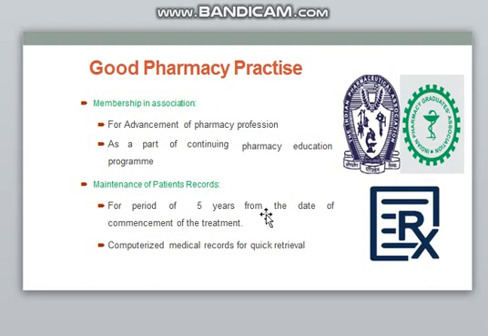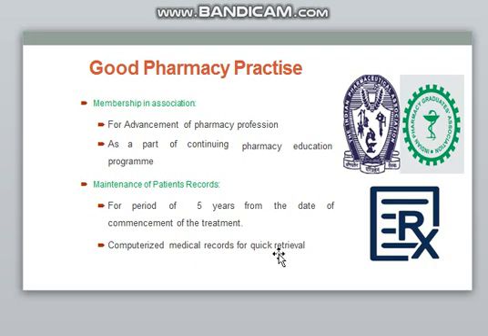So according to this, we have good pharmacy practice. Good pharmacy practice is being implemented so that pharmacy practitioners use these guidelines for their practice in a standard way. There should not be a deviation of the standards or the ethics. The membership in the association is for the advancement of the pharmacy profession as part of the continuing pharmacy education program.